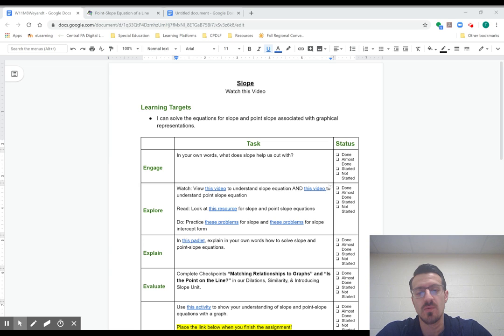I'm excited to continue to learn as we walk through this unit. As we get to the end of this unit, we've been looking at the idea of slope. We looked at a lot of things in this unit. We looked at dilation, we looked at similarity. Now we're going to finish it up with slope.